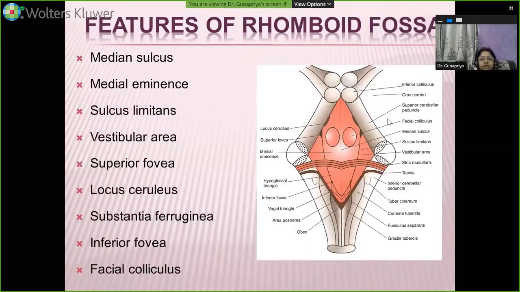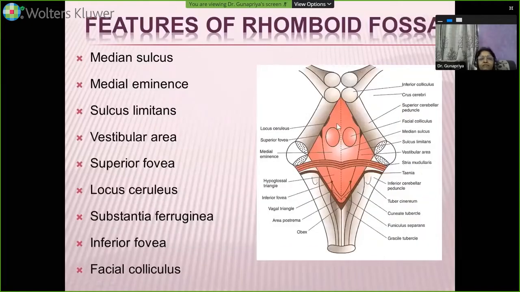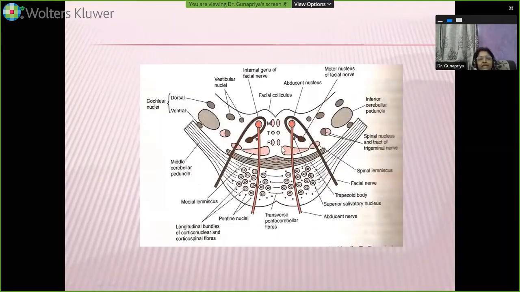So that facial colliculus here, when you take a section of pons at this level, it's going to appear like this. So this is the site of facial colliculus. This is a bulge or eminence or prominence that you're seeing in this picture as an oval elevation. So when you take a horizontal section exactly at the level of this facial colliculus, it's going to appear like this, which is a pontine section at the level of facial colliculus.